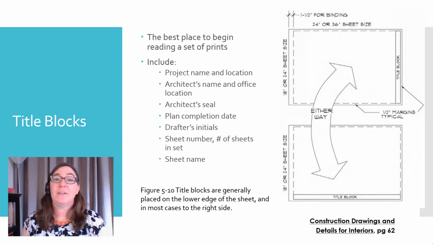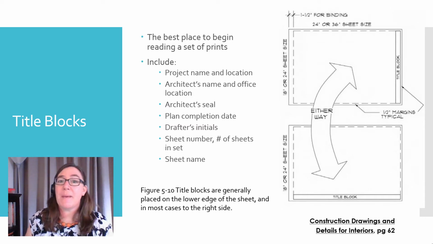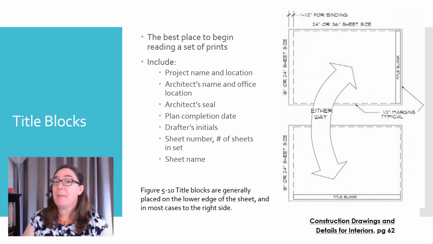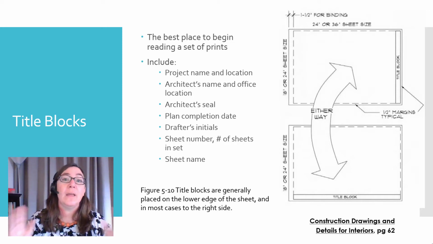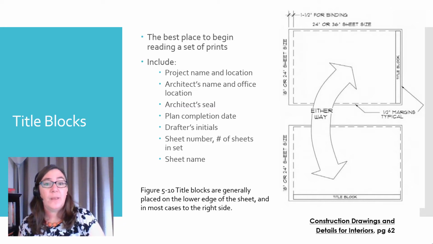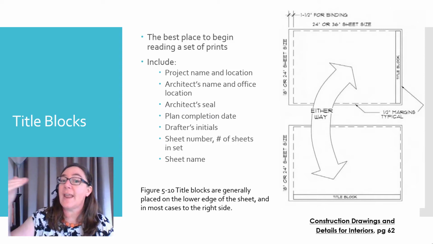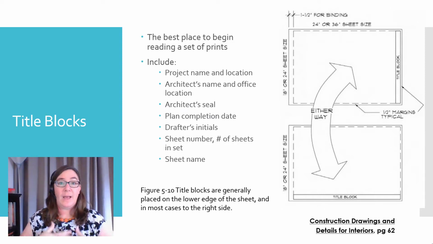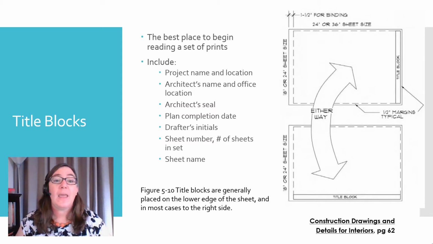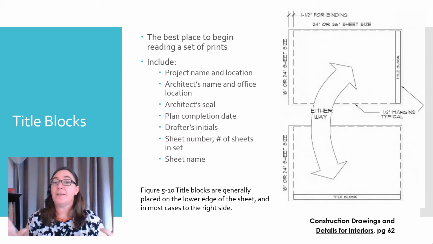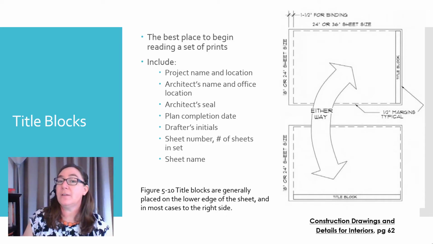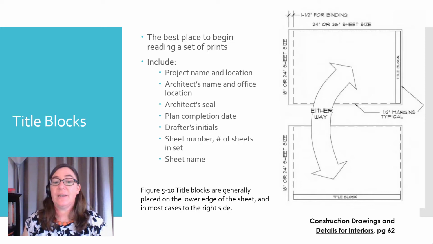Each sheet is going to have a title block. The title block is the best place to start reading a set of prints because they have some basic information, including the project name and its location, the architect, the different dates involved in this project, who drew this drawing, and some information about the set in general, the sheet number, the number of total sheets in the set, and the sheet name.